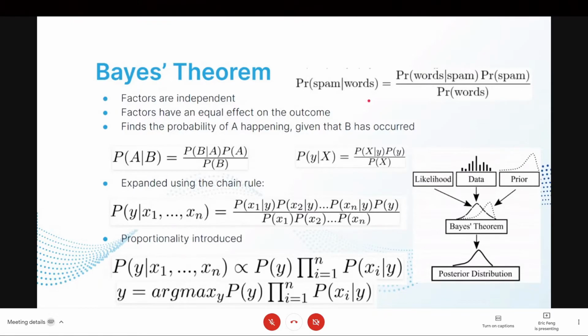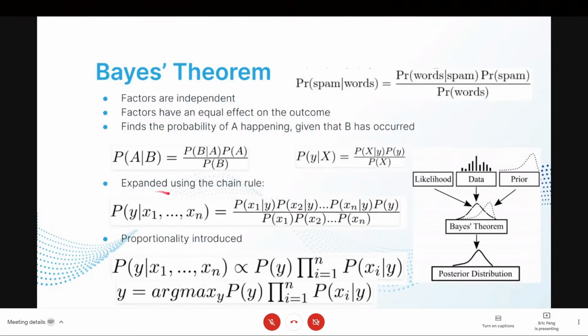Bayes' theorem is generally applied in medical predictions, but another common real-world example is spam detection. In this example, we're trying to calculate the probability that an email is spam given the words in that email. So we can see here the probability of an email being spam given the words is equal to the probability of the words in the email being spam, times the probability of having a spam email in any of your emails, divided by the probability of having those words in any of your emails.